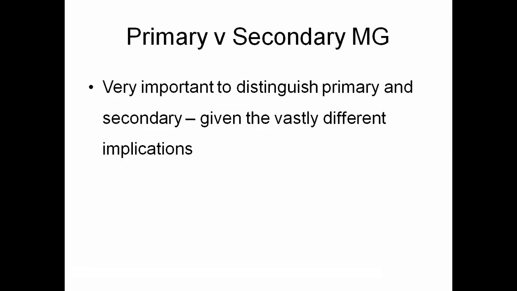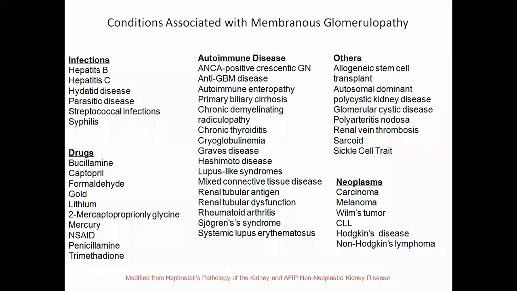Now the next question is whether we are dealing with primary or secondary membranous. It is very important to distinguish between primary and secondary given the vastly different implications, since there are n number of conditions which can be associated with membranous glomerulopathy. So the nephrologist will ask the renal pathologist for clues in the kidney biopsy whether we are seeing any evidence of hepatitis B, hepatitis C, lupus, and all that stuff.